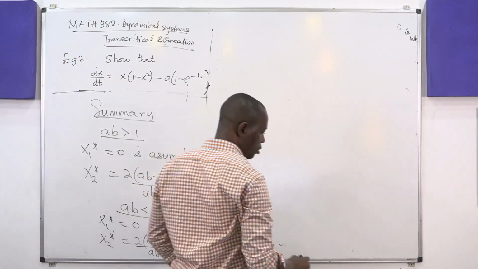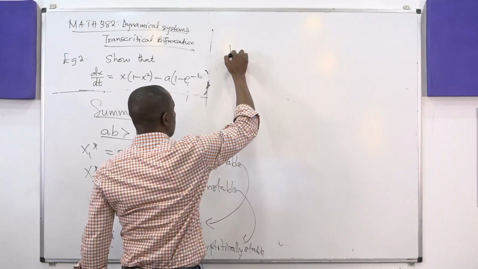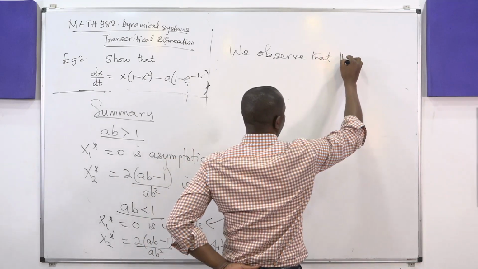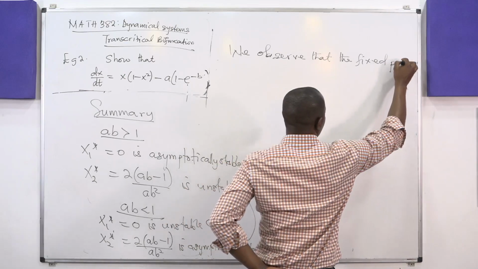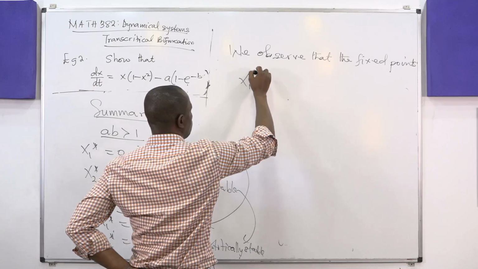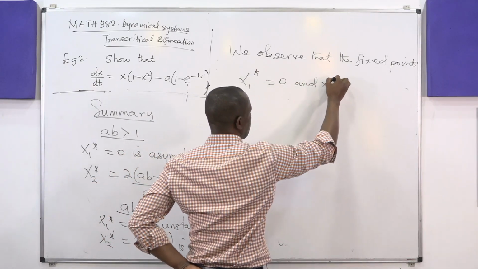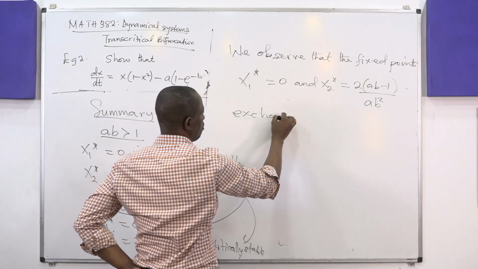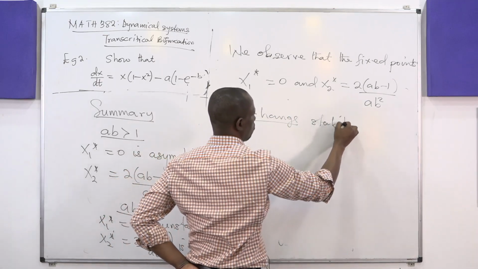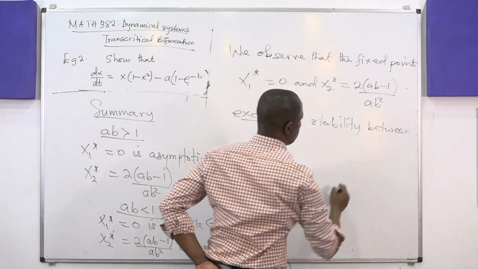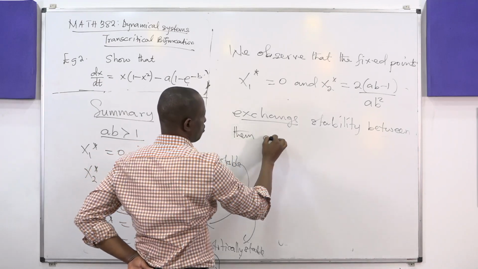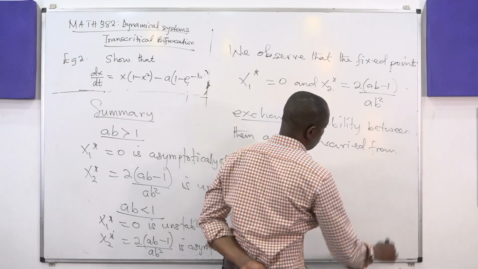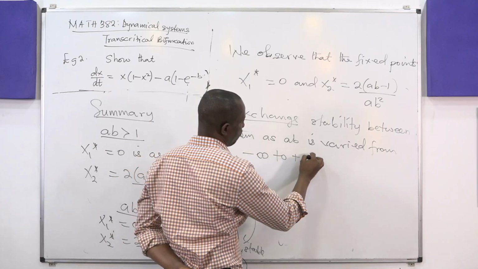So we observe that the fixed points, you have to conclude, this is very important: x1 star equal to 0 and x2 star equal to 2AB minus 1 over AB squared exchange stability between them as AB is varied from minus infinity toward positive infinity.